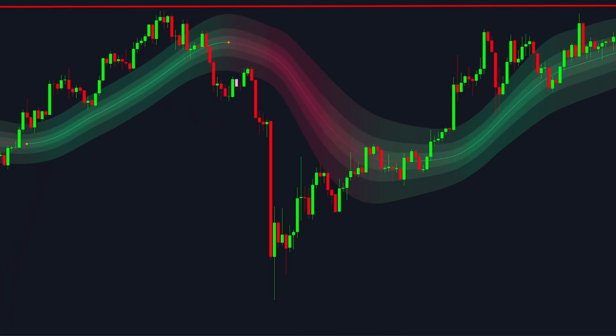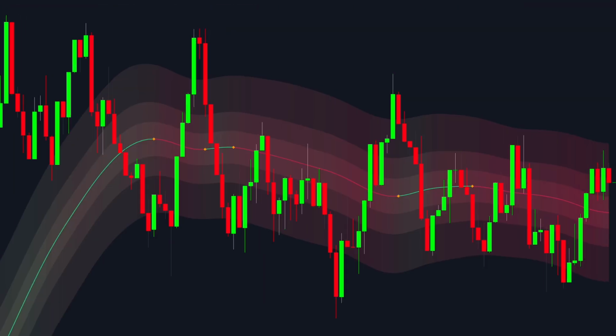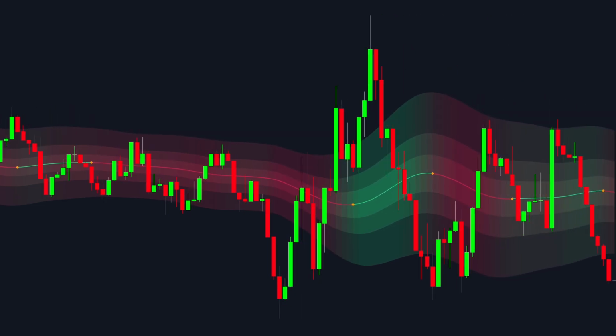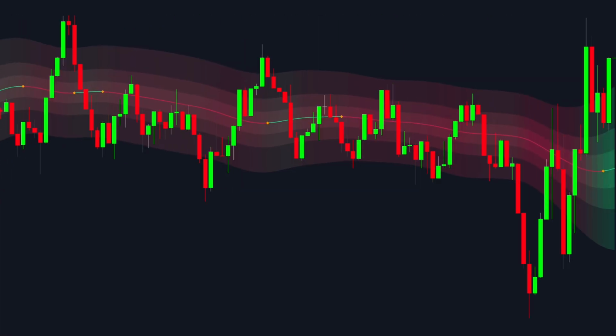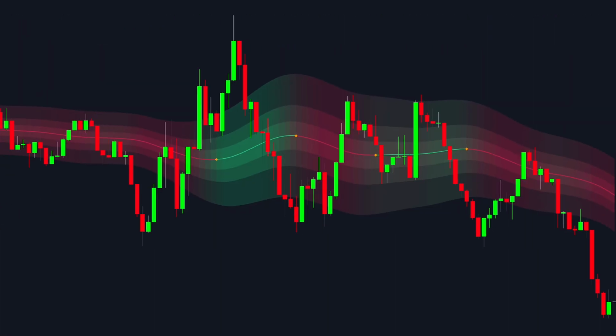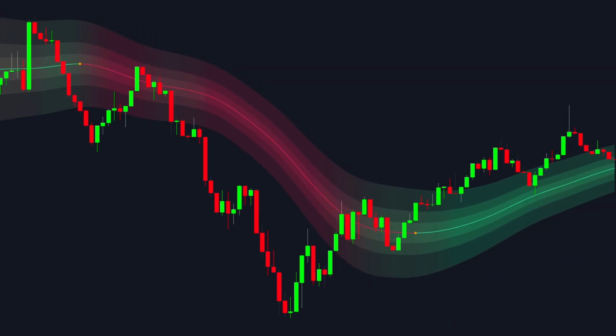A perfect reversal. This is why I love this strategy. It's simple, effective, and keeps you ahead of the market. But the key is patience, waiting for all confirmations before entering. So now you know exactly how to trade using this indicator.